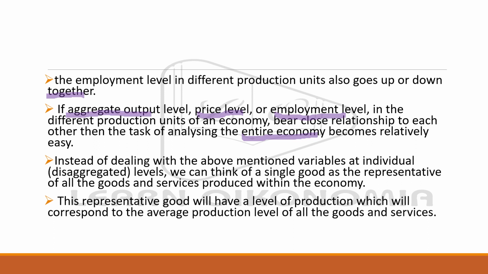Instead of dealing with these variables at disaggregated levels, it is better to consider the goods and services produced in the economy in its totality. That is what we do in macroeconomics, and this aggregate level of understanding helps us to see our economy in totality. This version of economics will have a level of production which corresponds to the average level of production of all the goods and services, and that gives us an overall picture of our economy.